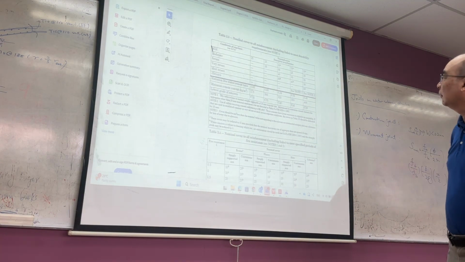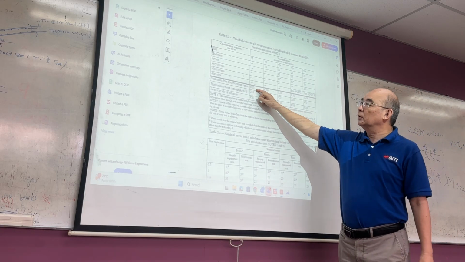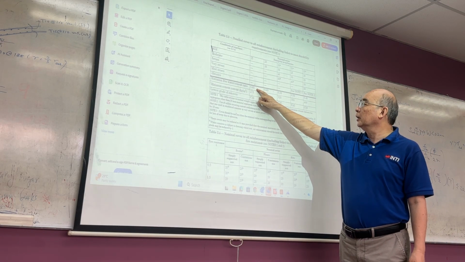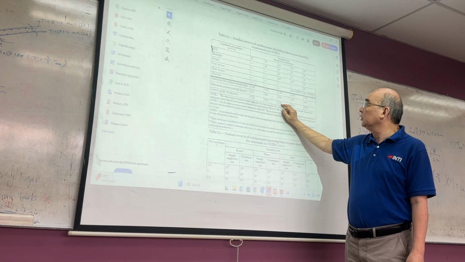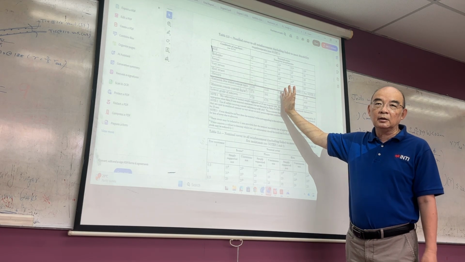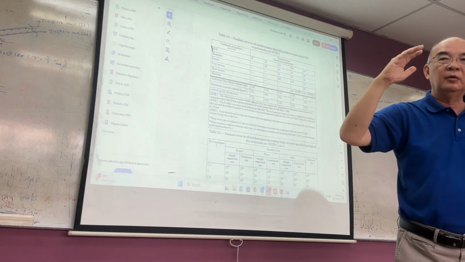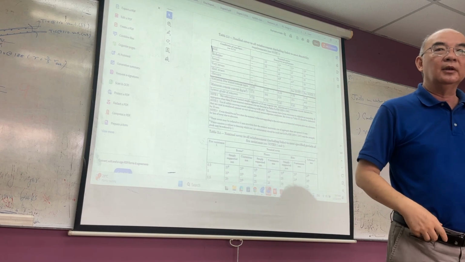And then they have talked about the maximum free water cement ratio. So if you get C40, the maximum is 0.55. That means it cannot be more than that. It will have to be less than or equal to that.